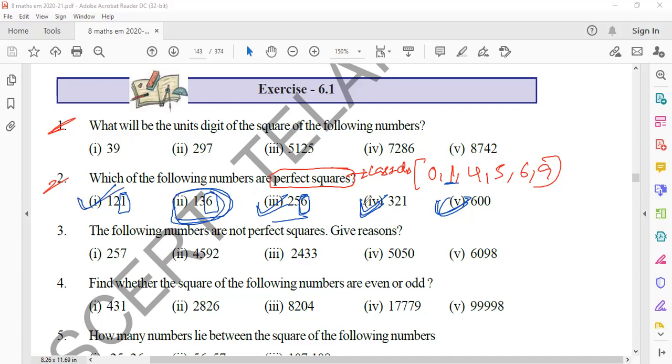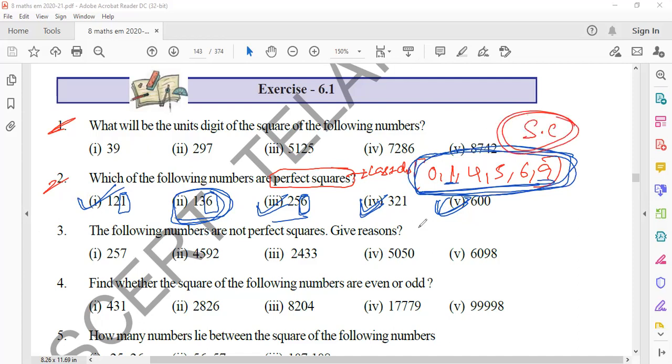So this is the way we have to look into this. By seeing the last digits of the number, we can say that. So till now we are trying to say whether it is a perfect square or not. This is one method, by looking into this. Am I clear? So this is one of the shortcut methods.